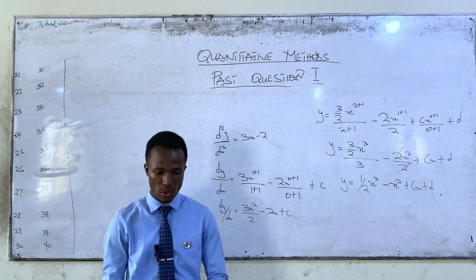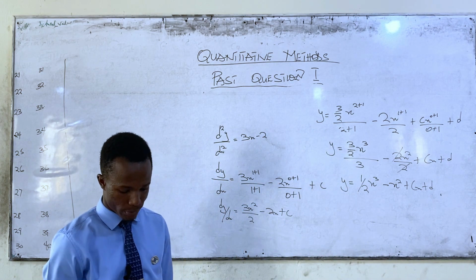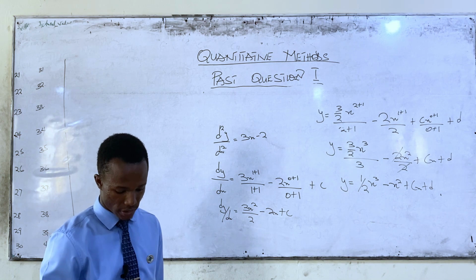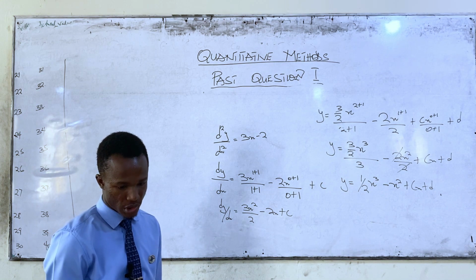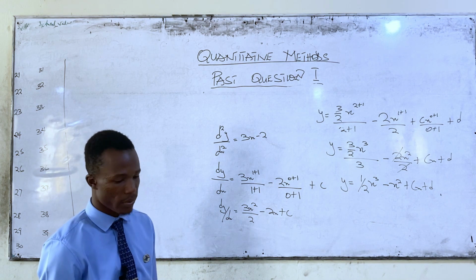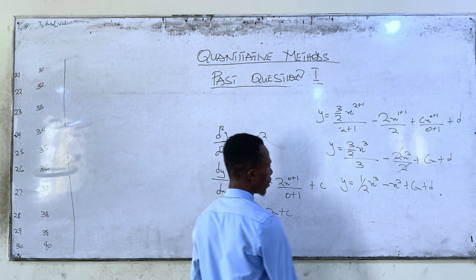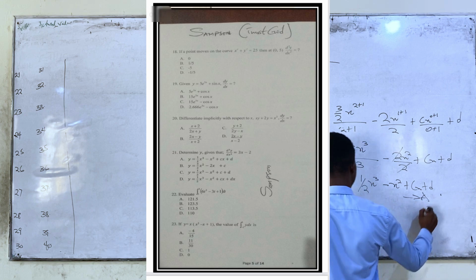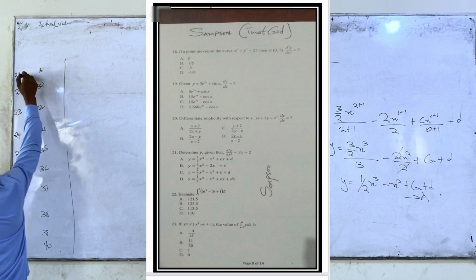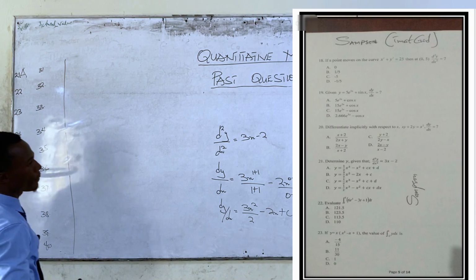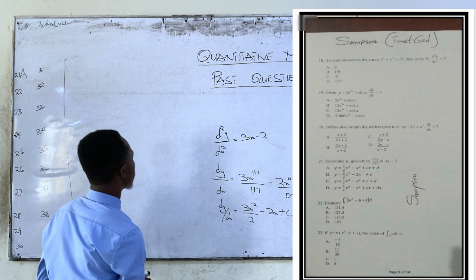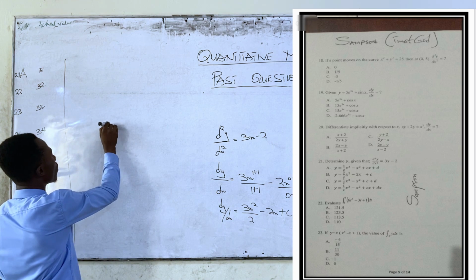Okay, so let's look out for this option. Question number 21. That is option A, 1 over 2 x cubed minus x squared plus cx plus d. And so that is option A. So we see question 21 is option A. Then let's move on to question 22.